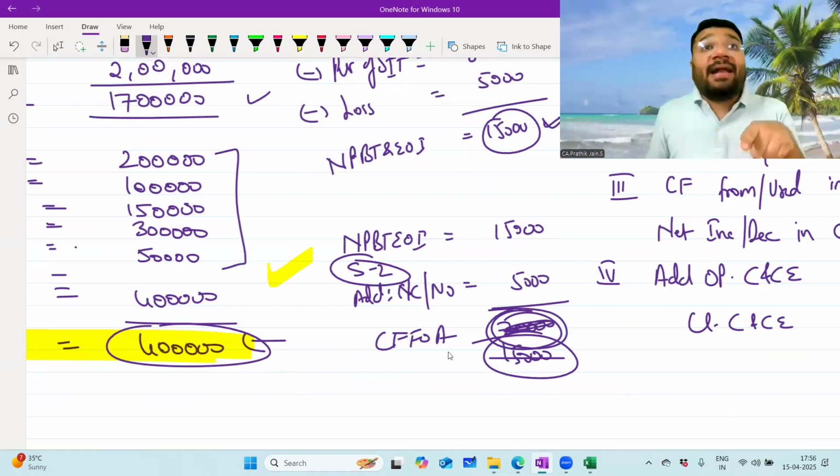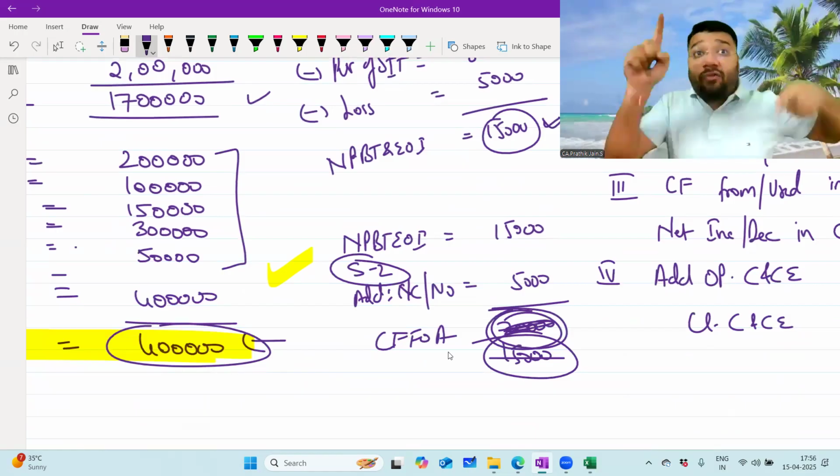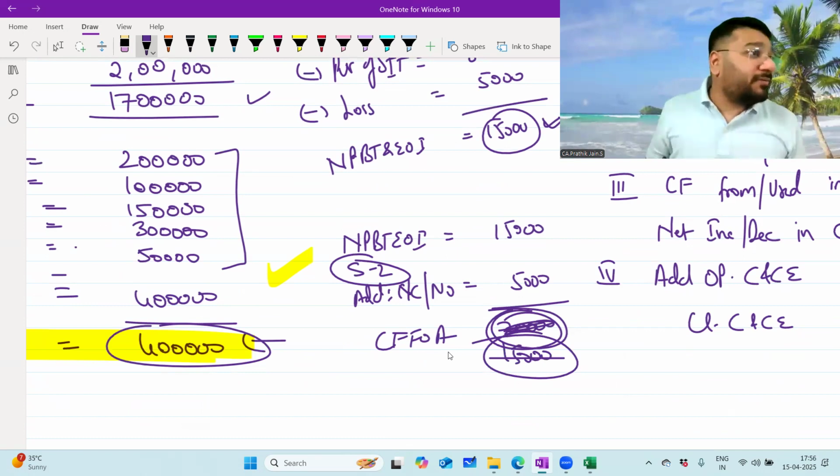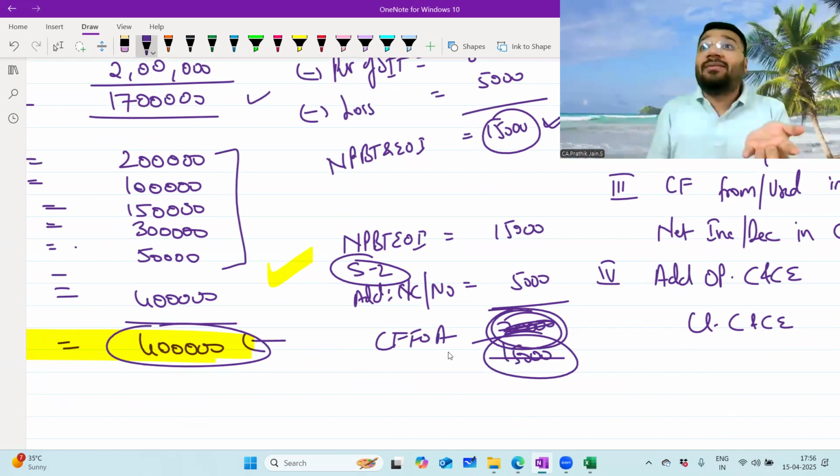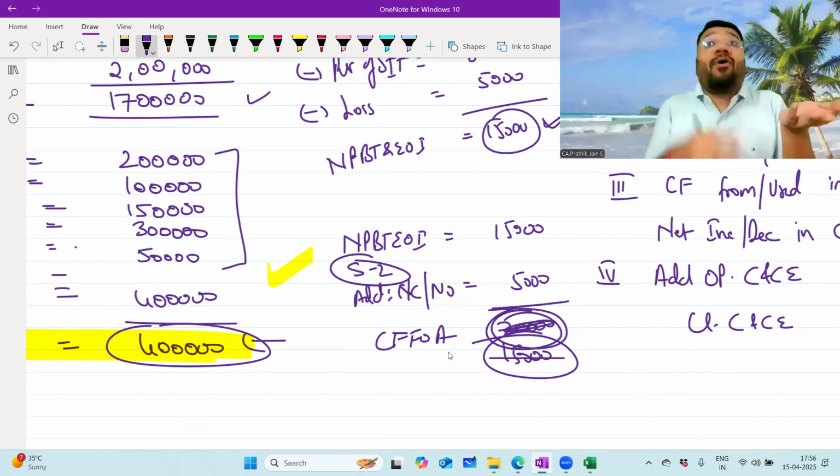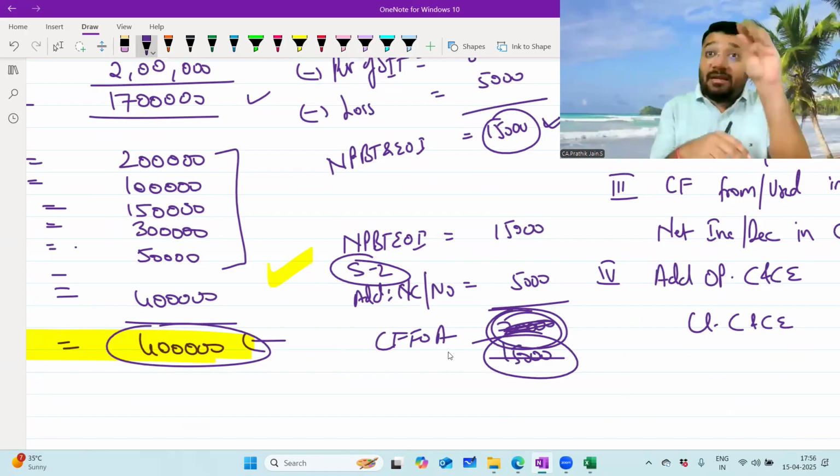Why? Because in that, I have subtracted 5,000 for which I did not pay any money from my pocket. From my pocket, 5,000 I never spent. I sold 40,000 worth of asset for 35. So I got 35. Remaining 5 I did not get.